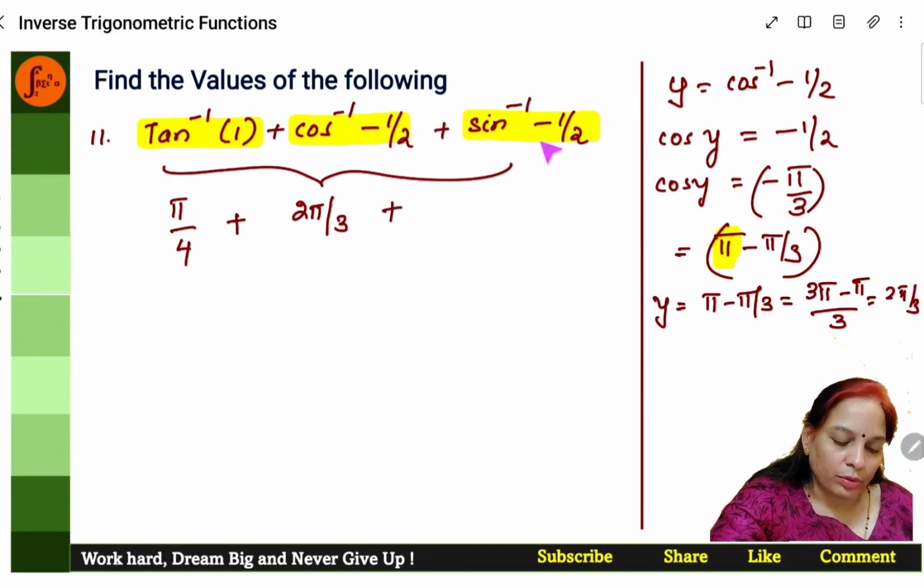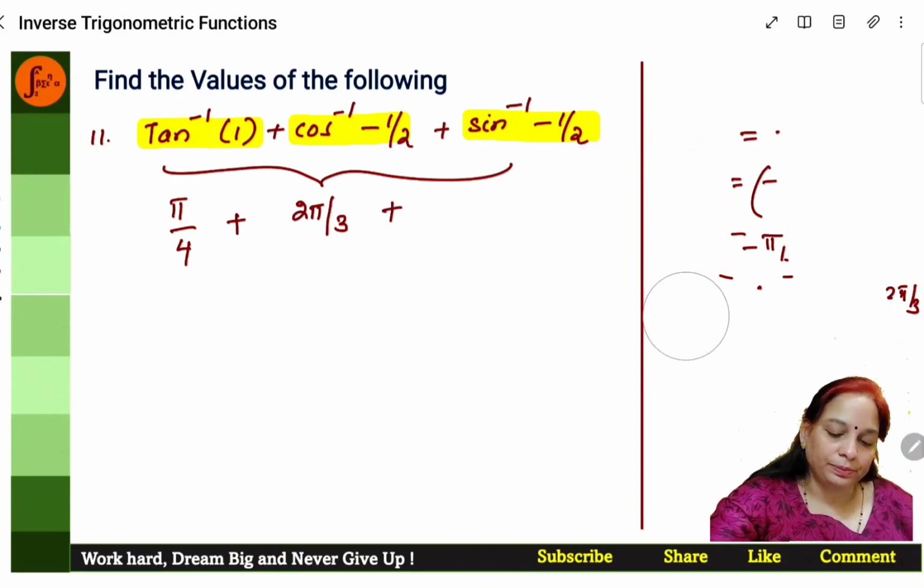Now, what is sine inverse of minus half? Same thing, let's do this.